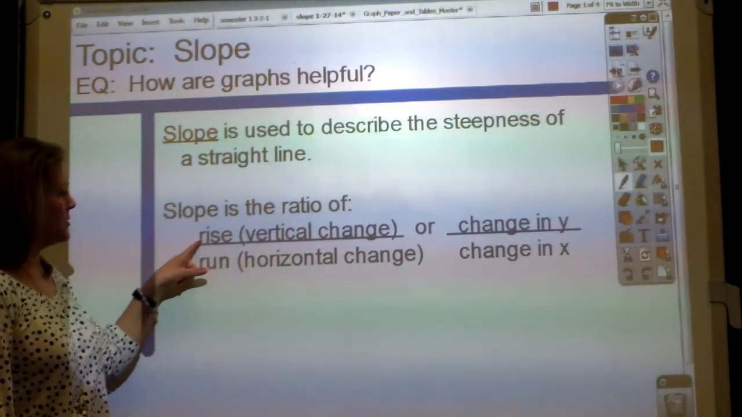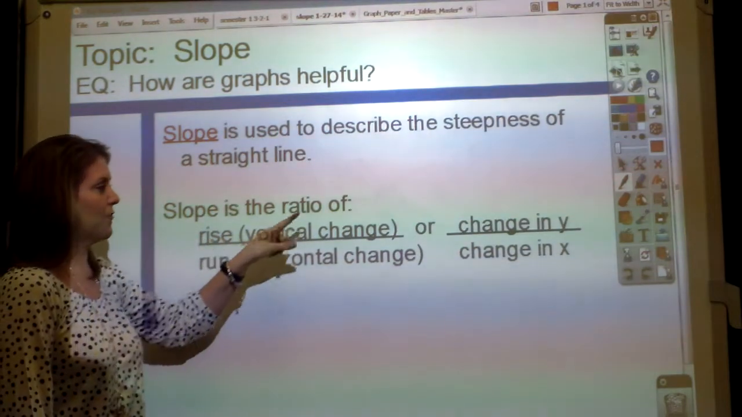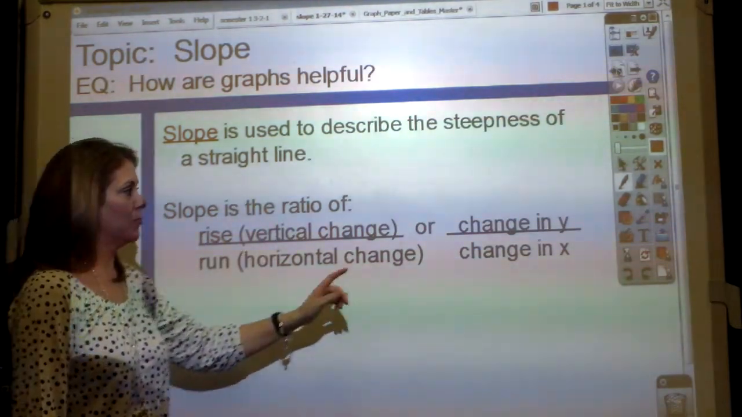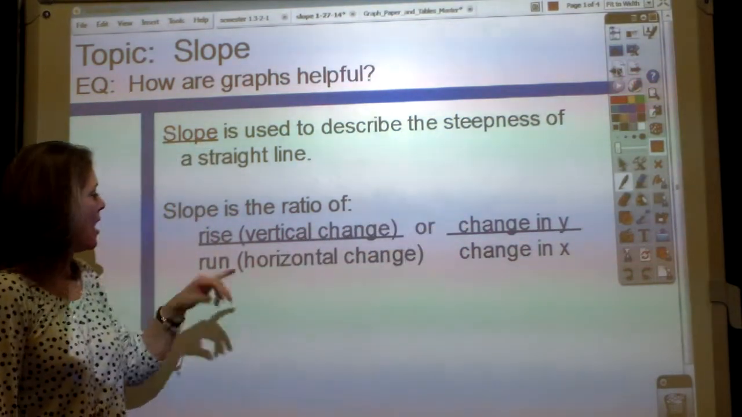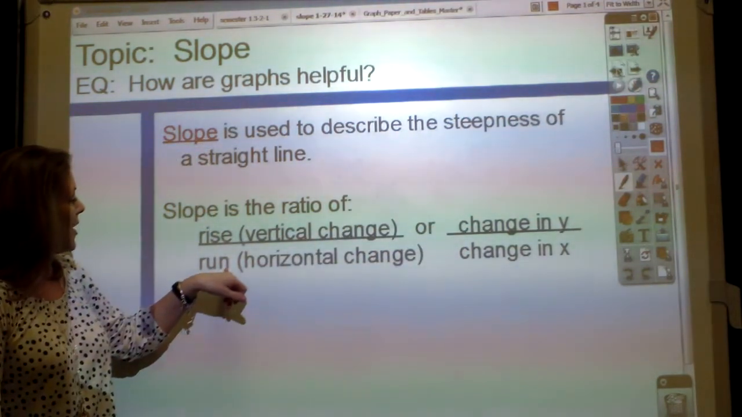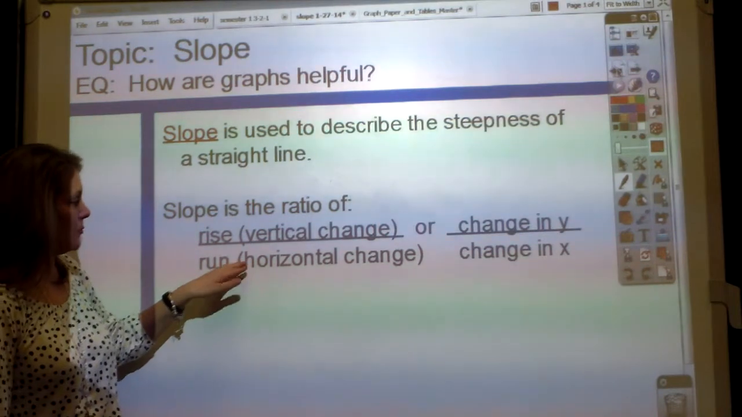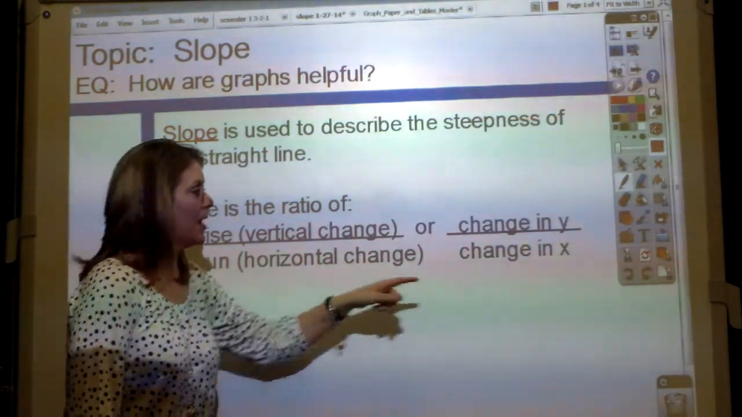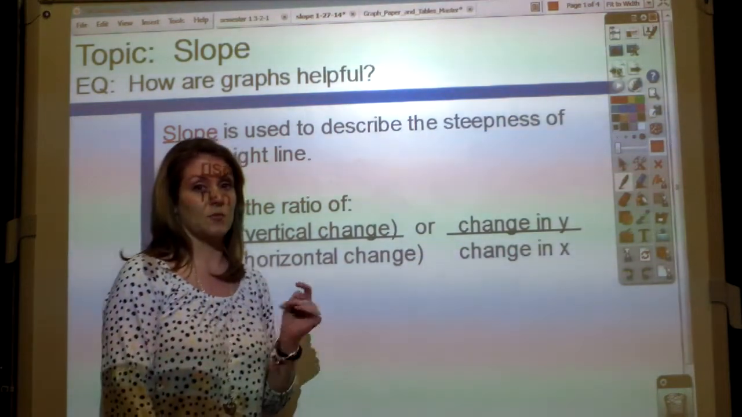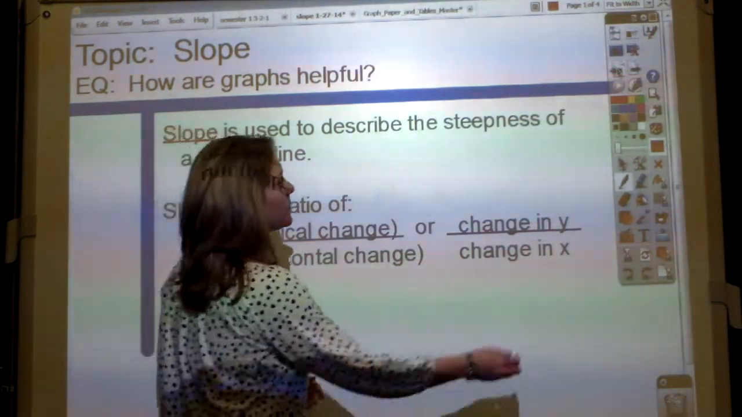One thing you need to know is that the rise is considered that vertical change, which is your up and down, which is really that change in y that we looked at with rate of change. That value will go over what they call the run, which is the horizontal change, which is your change from left to right. And again, like rate of change, that was that change in the x value.